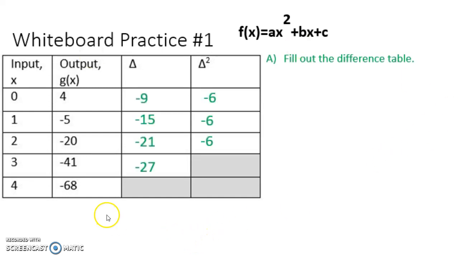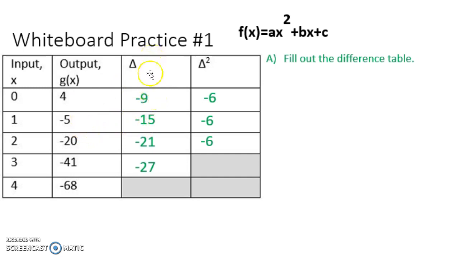Okay, so to complete the difference table, we're going to start with the last output. We're going to take negative 68 minus negative 41. And just go ahead and use your calculator so that you don't make any arithmetic error. You get negative 27. And then we take negative 41 minus negative 20. That's going to give us negative 21. Then negative 20 minus negative 5. That's going to give you negative 15. And finally, negative 5 minus 4, that's going to give you negative 9.